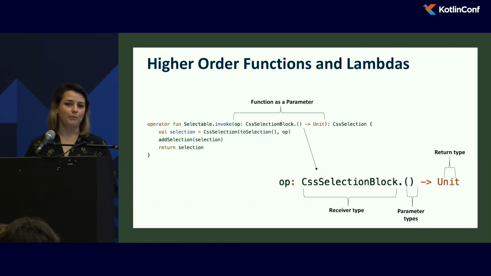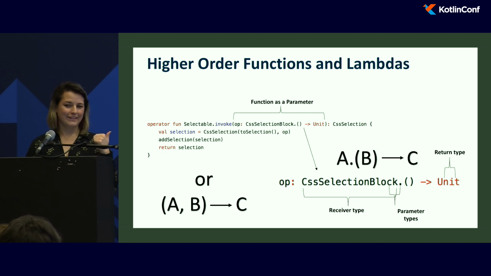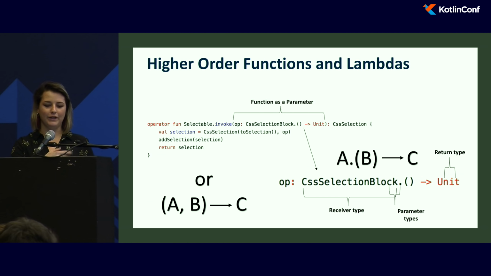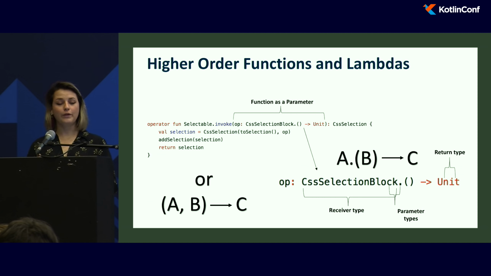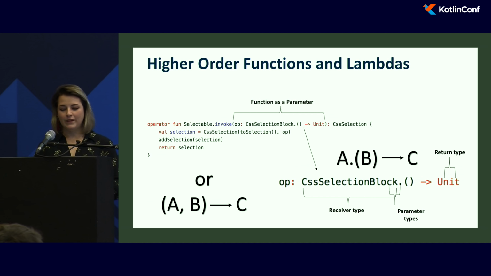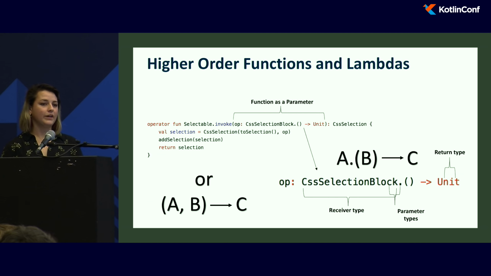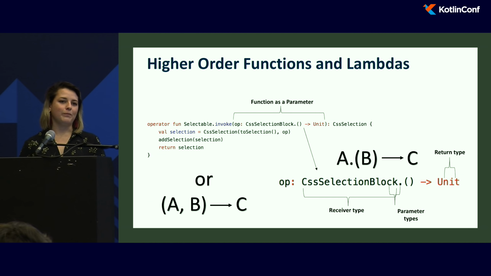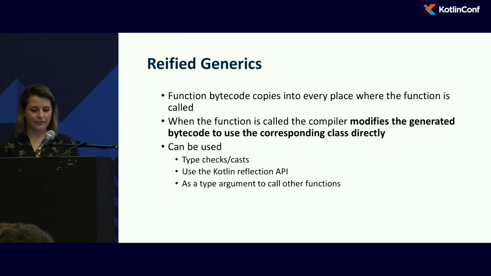That's indicated by the pattern A, B goes to C, or A dot B, in which B is a parameter, goes to C. Here, the special type CSS selection block is called the receiver type, and the value that's passed to the lambda unit becomes the receiver object. Unit, of course, in Kotlin simply means that you're returning a void function. Instead of passing the object as the argument, you invoke the lambda parameter as if it was an extension function. This is really nice because we can invoke it without any qualifiers.